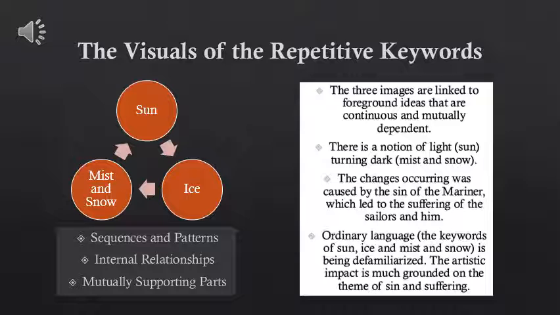internal relationship between these three elements, and mutually supporting parts. So the three images are linked to foreground ideas. They are continuous and mutually dependent. So what are these ideas? There is a notion of light represented by the sun turning dark, mist and snow. So why are these changes? The changes occurring were caused by the sin of the mariner, which led to the suffering of the sailors and him. And as you can see, a lot of sufferings, a lot of bad things happened to the sailors, and they actually did blame him. They did recognize, you caused this, and now we are the ones who have to bear the burden.